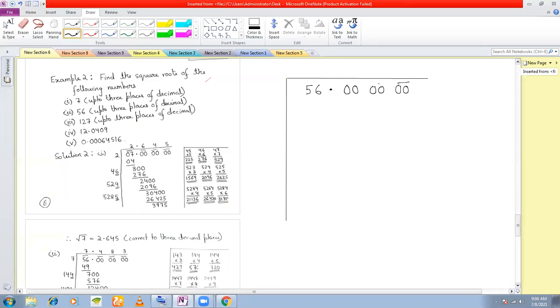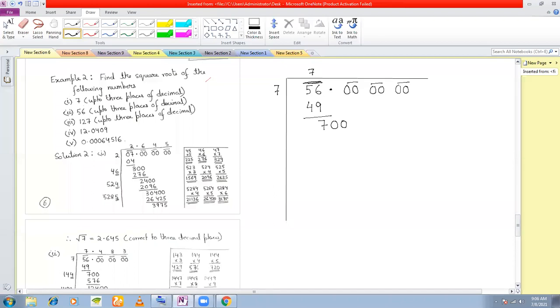Now this is one pair, this is another pair, this is another pair, and starting with the decimal, you pair here also, so you get 56 as your pair. Okay, now we start. Look at the first pair, 56. What is the square number closest to 56? It is 7 into 7, 49, right? Subtract this, you get 7, and then you bring down 2 zeros, so you get 700, right?